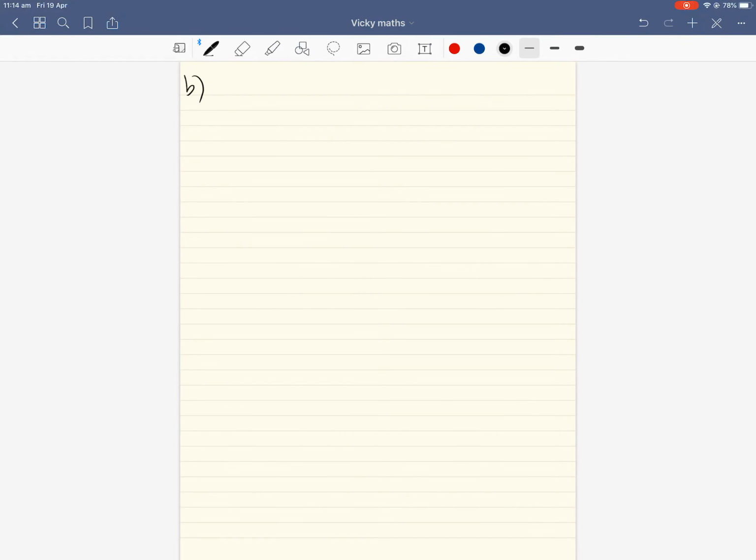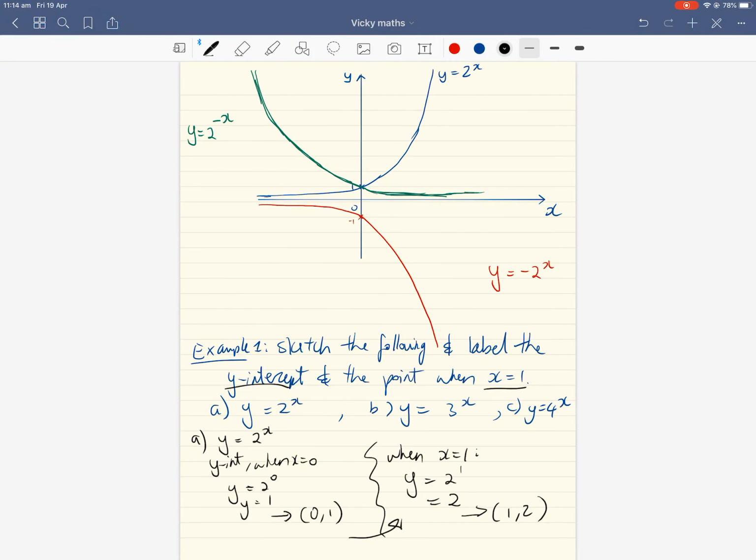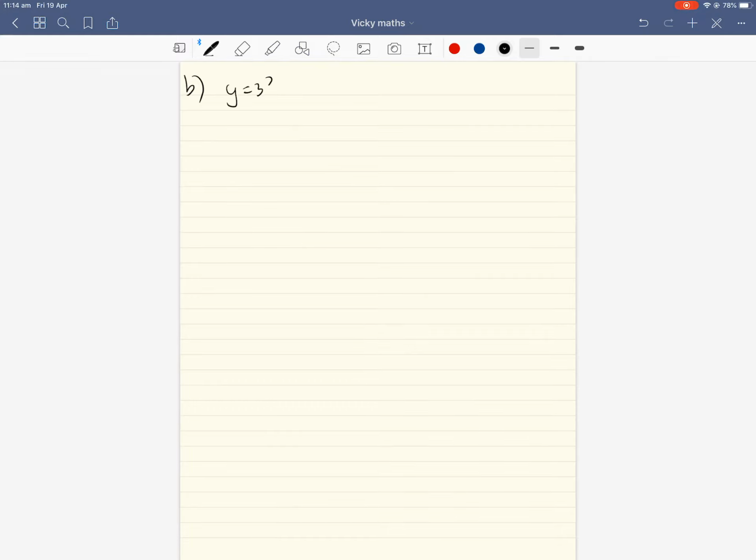Let's do the same thing for the other graph, which is y equals 3 to the x. Let's work out the y-intercept. So the y-intercept is when x equals 0. So y equals 3 to the 0, y equals 1. So I have the point 0, 1. And then when x equals 1, what does y equal?